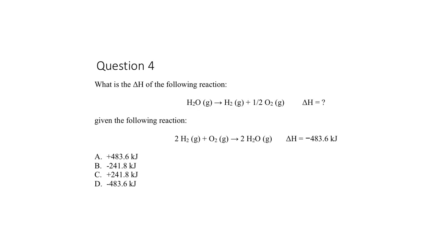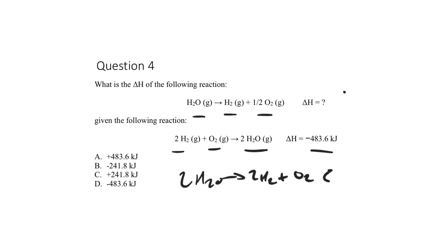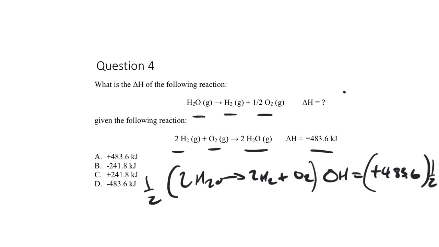Question 4, what is the sign of delta H for the following reaction, given the following? So I have water goes to H2 plus a half O2 is what I want to know. I have 2H2 plus O2 goes to 2 water is minus 483.6. So I got to flip the reaction. Delta H of that reaction would be plus 483.6. I have to cut all the coefficients by half. So I cut the delta H by half. So it should be 241.8 positive.